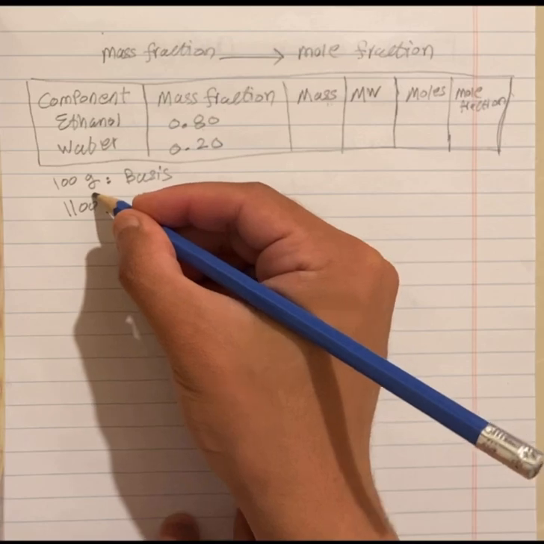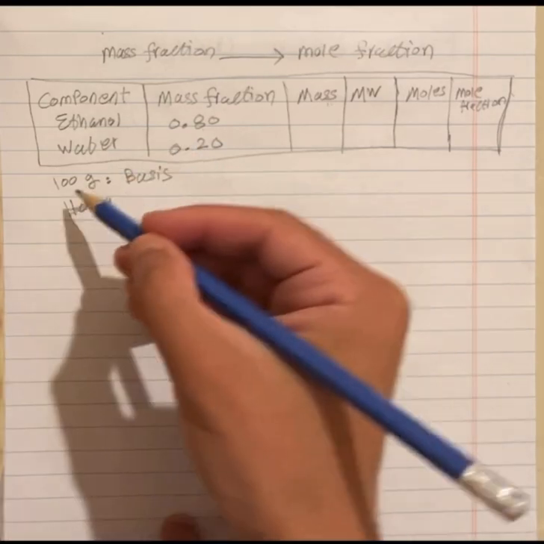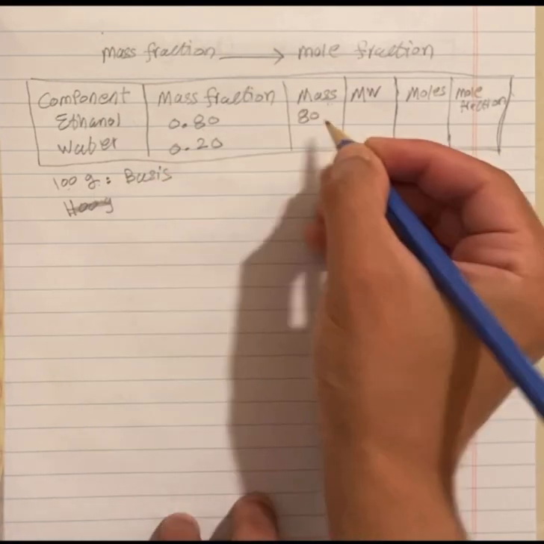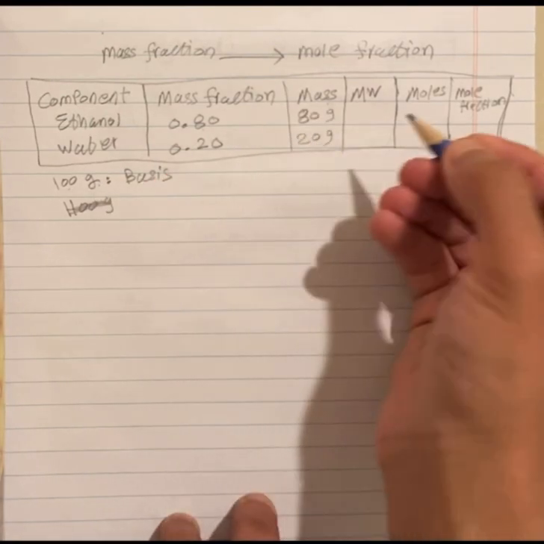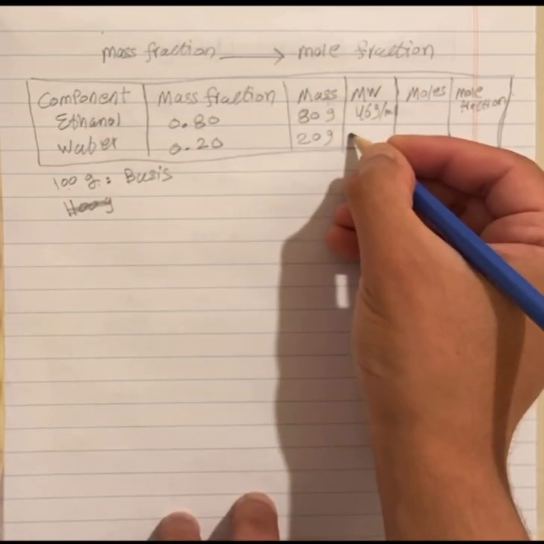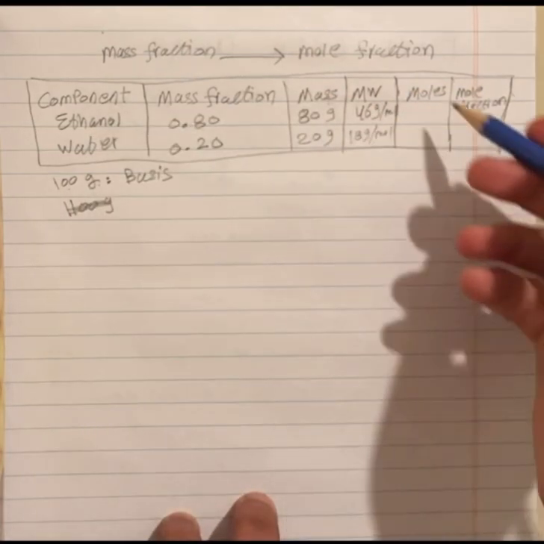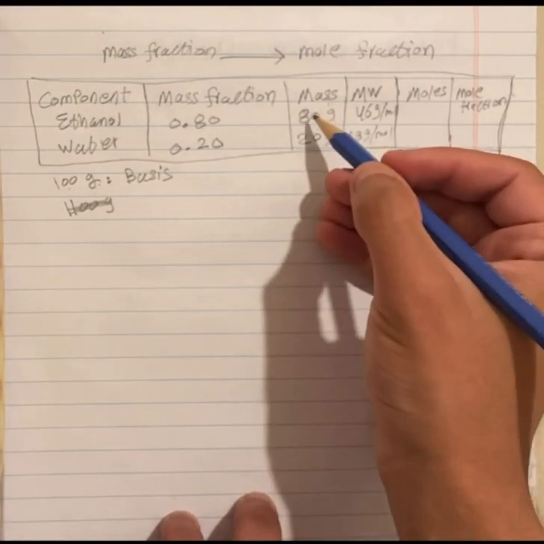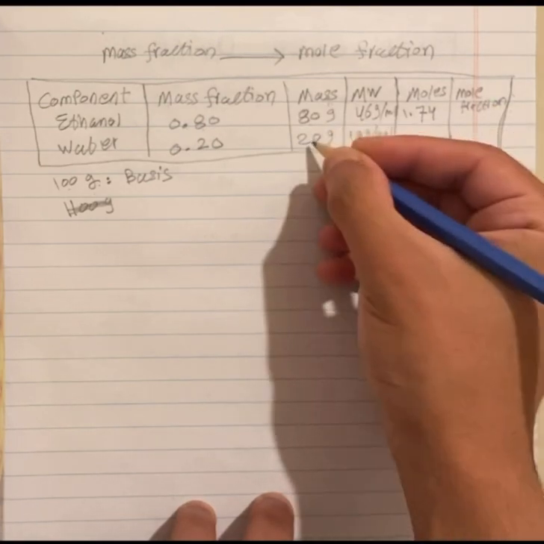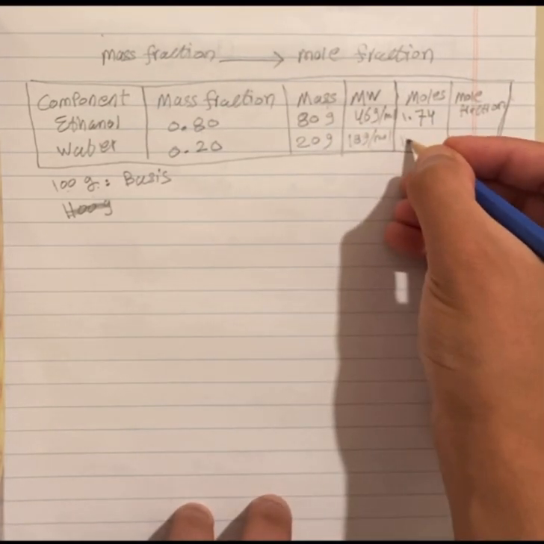But if you are choosing a basis of 100 gram, then multiply this 100 by the fraction 80, because we said 80 gram here, 20 gram here. The molecular weight of ethanol is 46 gram per mole, here 18 gram per mole. The moles: now you just divide 80 by 46 to cancel gram with gram, 1.74, and here is 1.11.